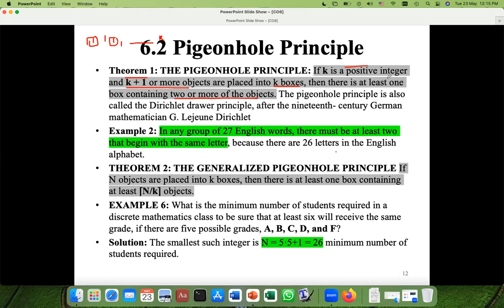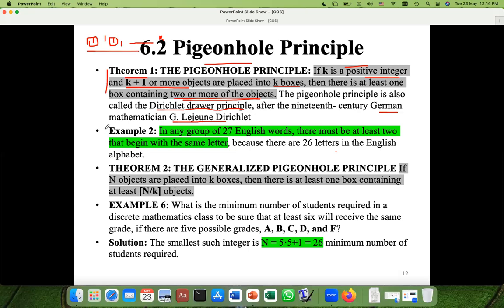So there would be at least one box. More boxes are possible, but at least there would be one in which you will have 2 or more objects. Okay, this is what we have seen here. So this is the statement of the pigeonhole principle. This is the name of that person, Dirichlet, the German mathematician who gave this theorem. The other name for this theorem is the Dirichlet drawer principle.